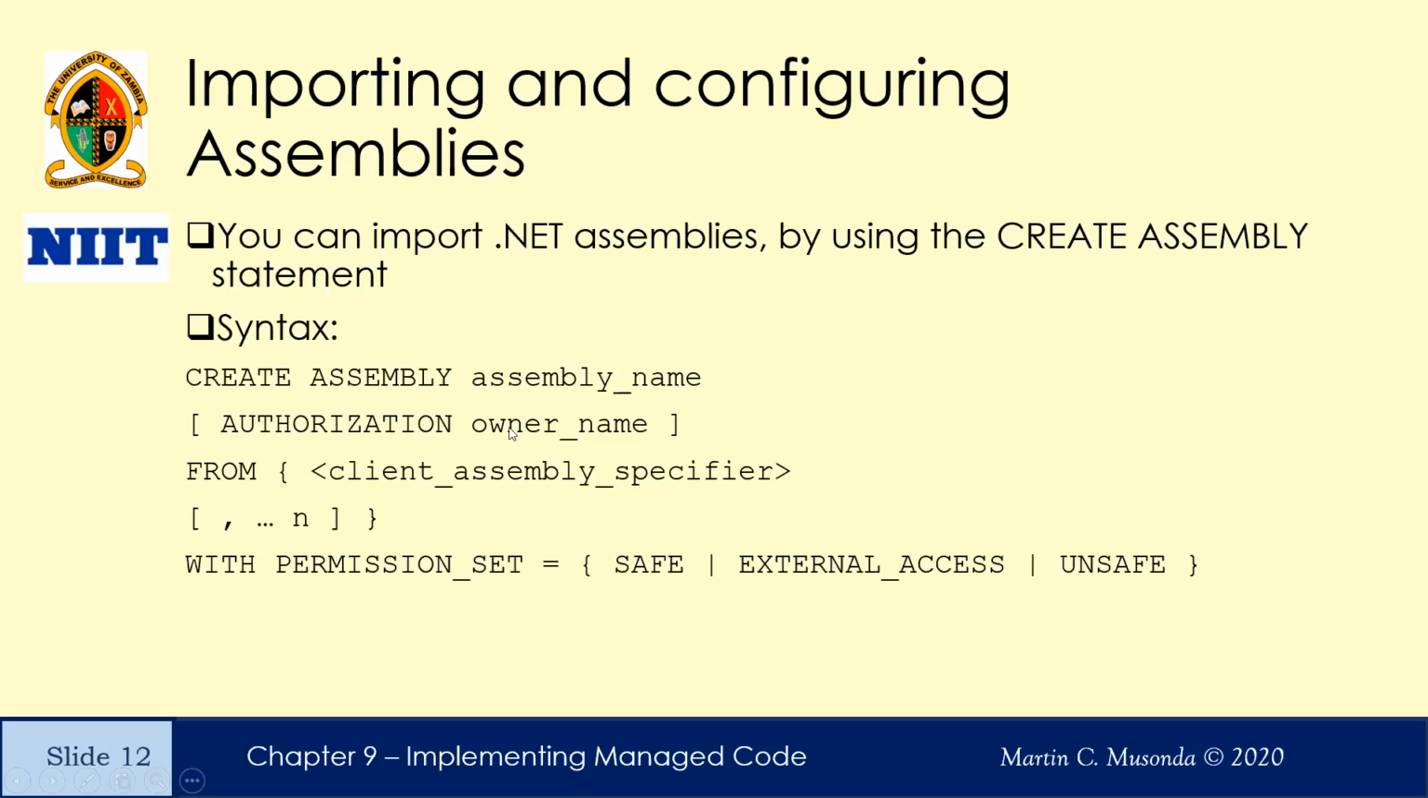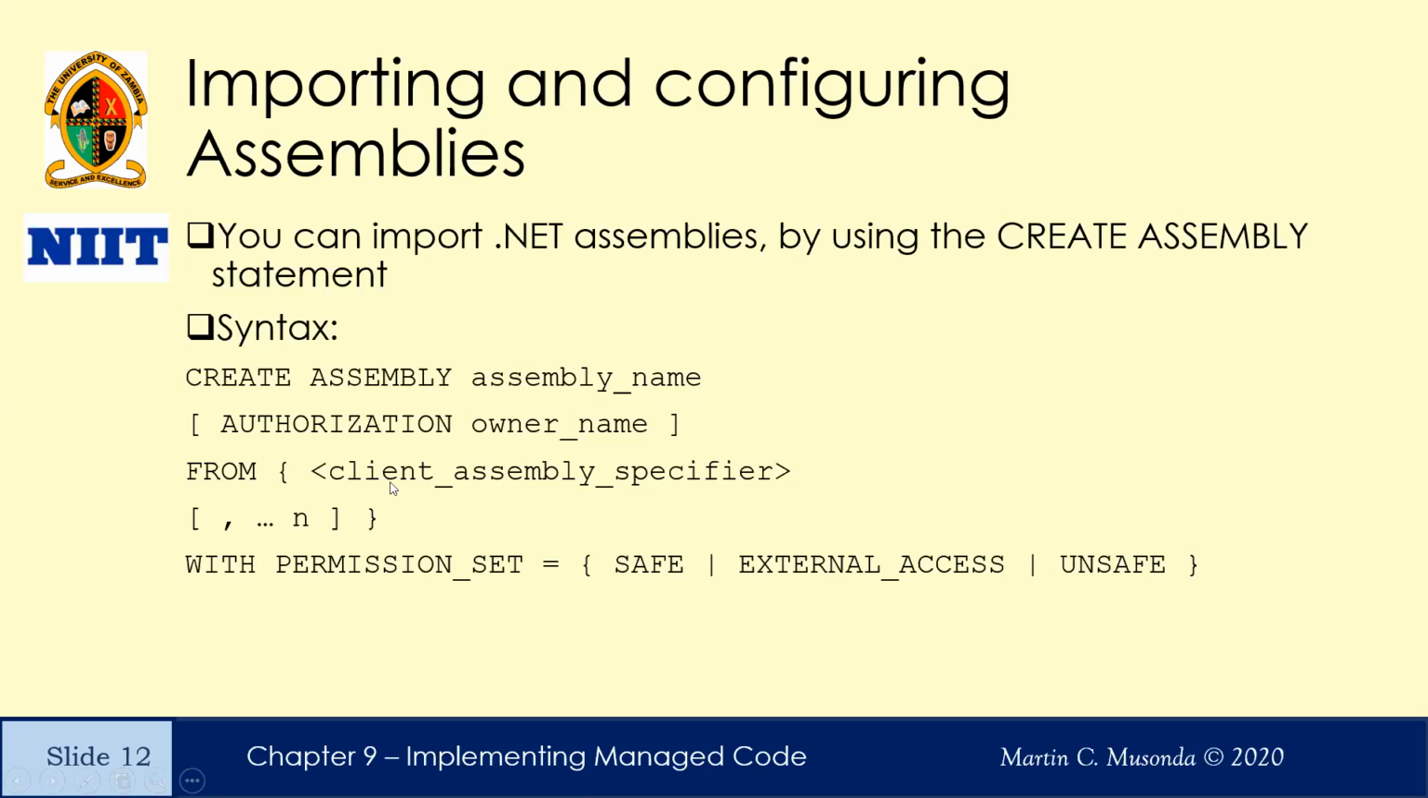AUTHORIZATION followed by the owner name. Like I've said before, we have come across this. AUTHORIZATION is the keyword that is used as a clause to indicate which user has permission or rights to that object that you're creating.